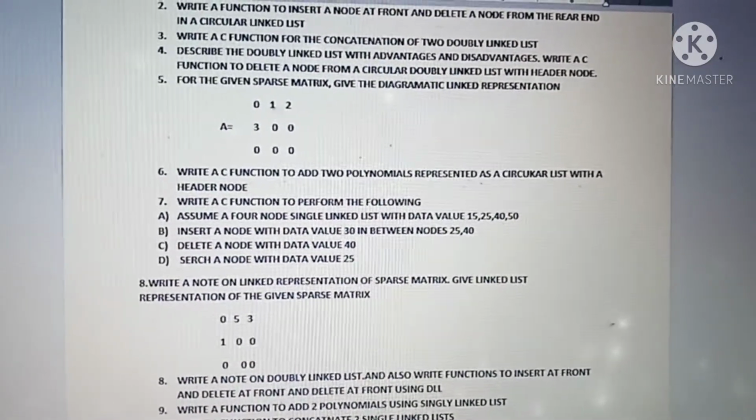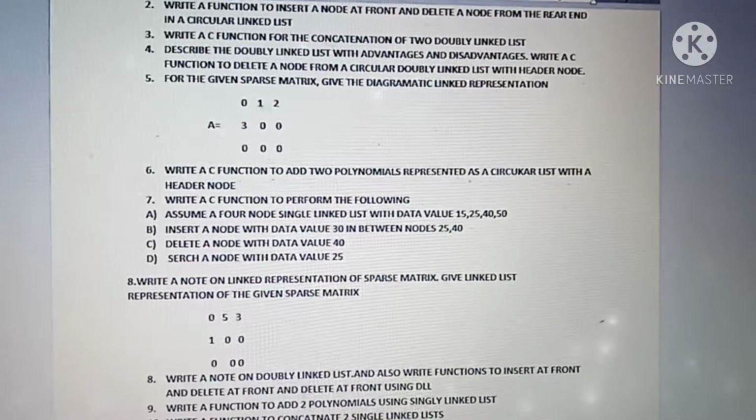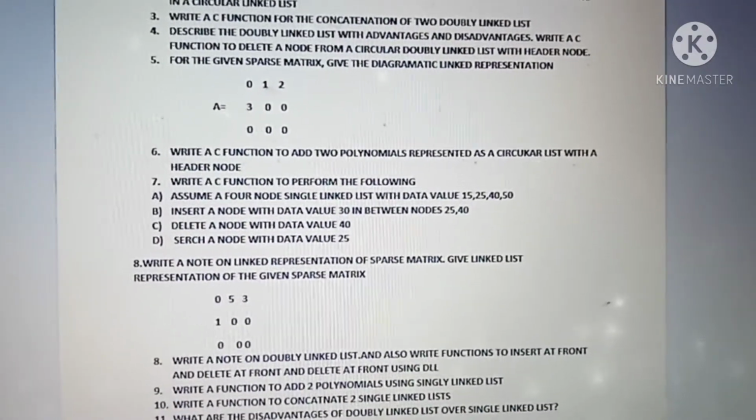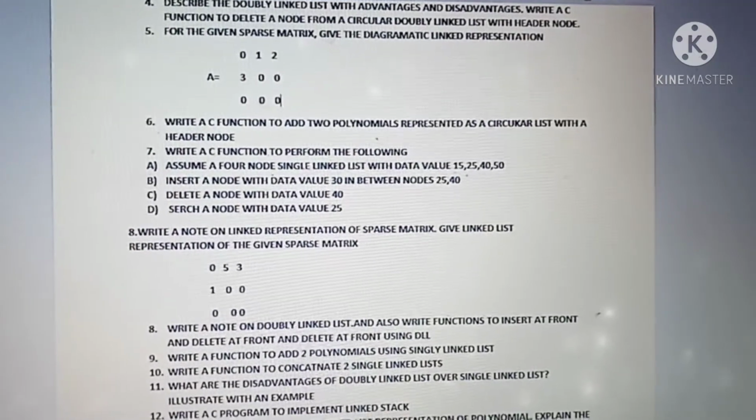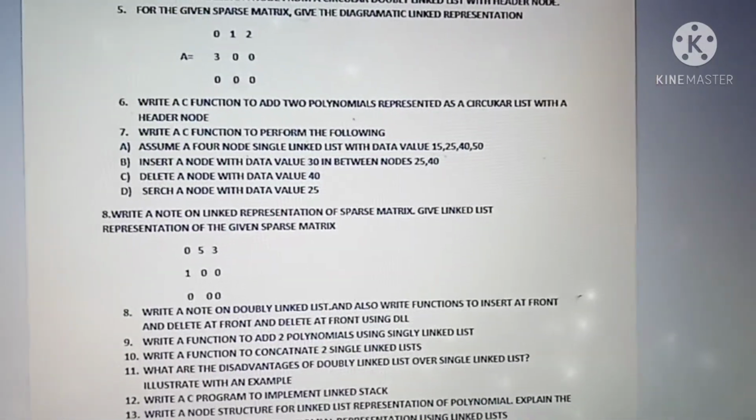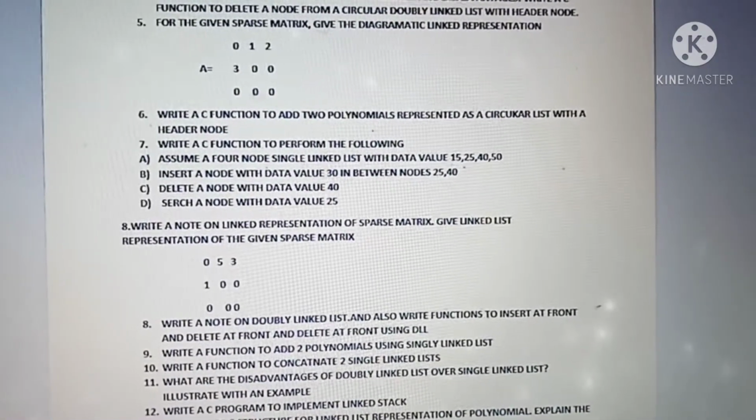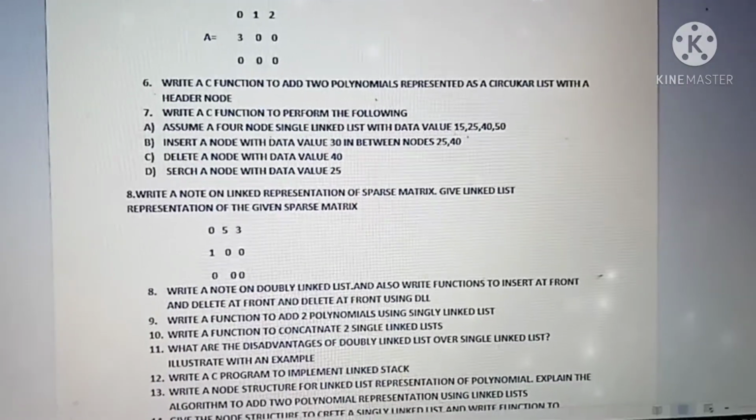For the given sparse matrix, give the diagrammatic link representation. A equals 0, 1, 2, 3, 0, 0, 0, 0, 0. This is question number 5. Then question number 6. Write C functions to add two polynomials represented as a circular list with a header node.